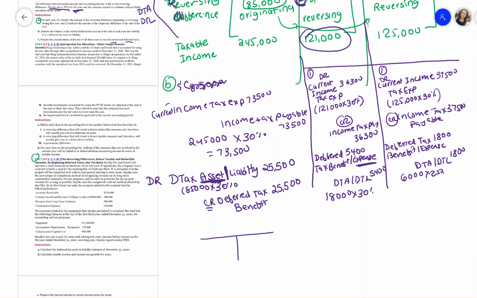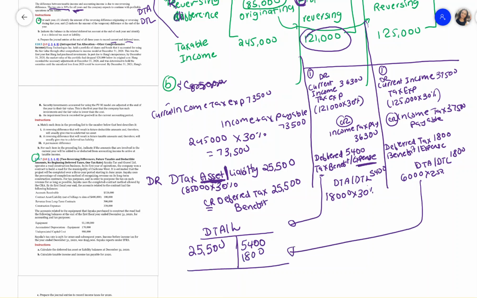If I were to do a journal entry or show you as a T account, you have a deferred tax asset / liability account. If you look at it, you debited first 25,500. When you did the second entry, you credit that account, the 5,400, and then when you did the third entry, you credit the 1,800. So we still have some deferred asset or liability account to be used in the future.